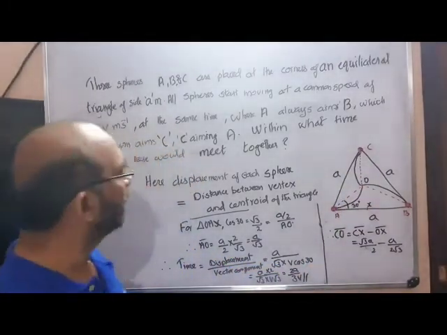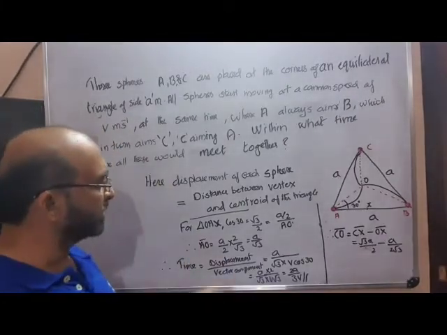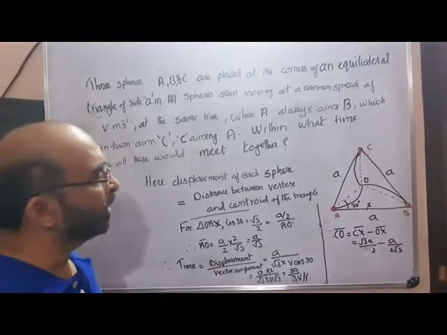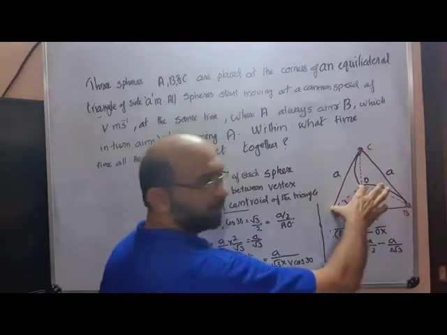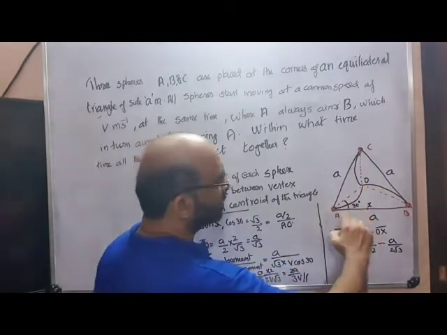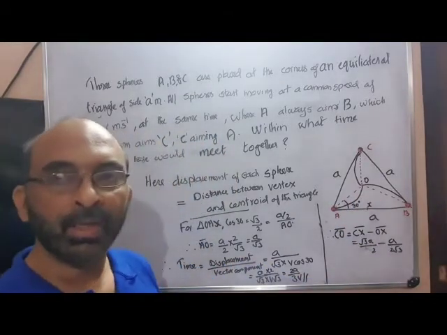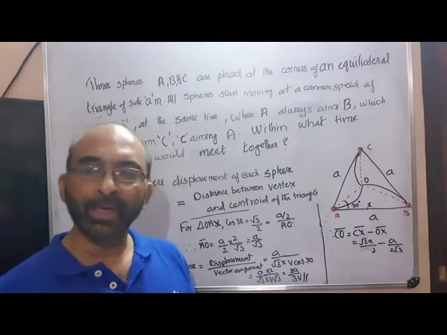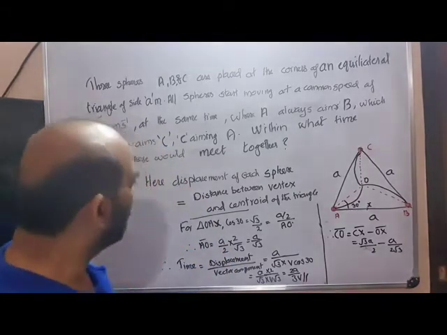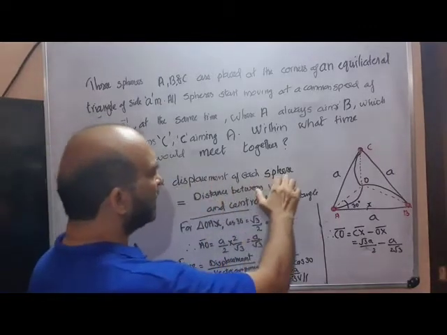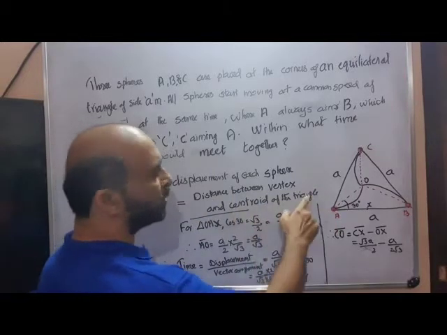So, here again, we have the same approach. The distance to be covered is this. We will calculate that later. And this velocity has a component along this direction. Then we can get the time by dividing distance with the velocity component. Here displacement of each sphere is equal to the distance between the vertex and the centroid of the triangle.